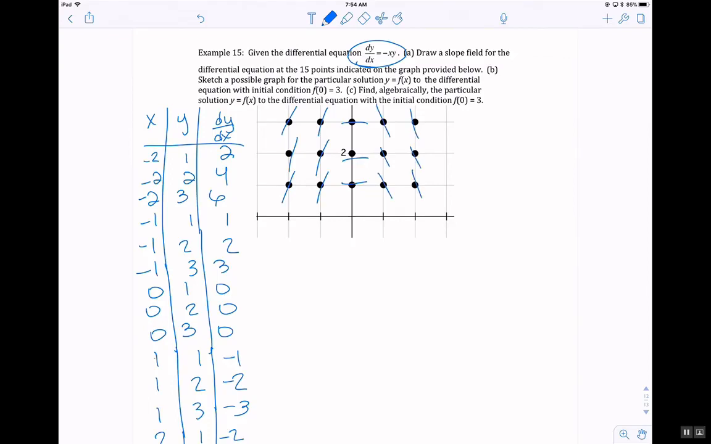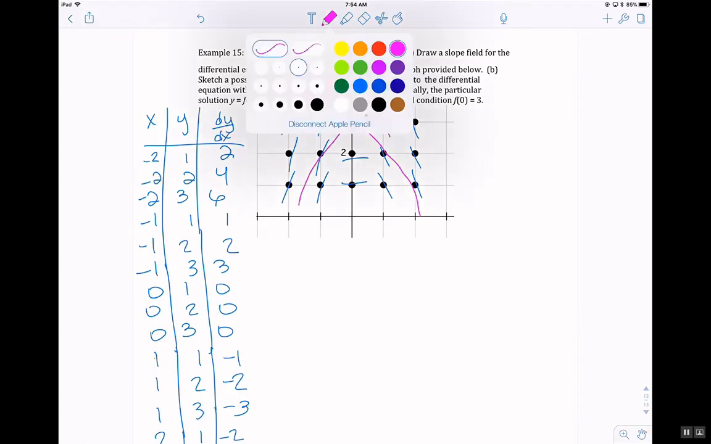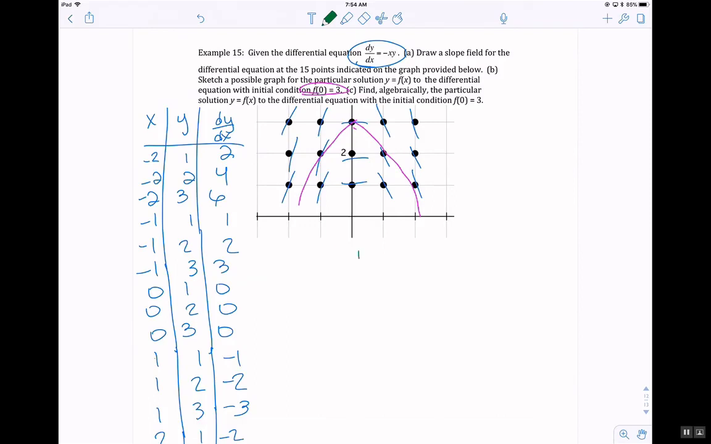And then part B is to sketch a possible solution with this initial condition. So we look something like this. That's part B. And then part C is the separation of variables. So dy divided by y is equal to negative x dx. Take the antiderivative of both sides. So ln absolute value of y is equal to negative 1 half x squared plus c.